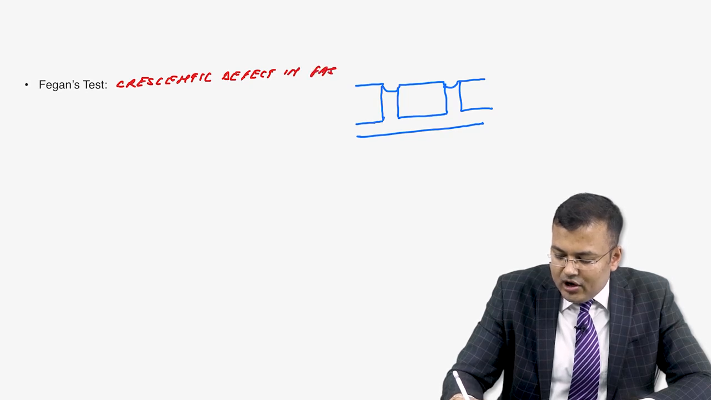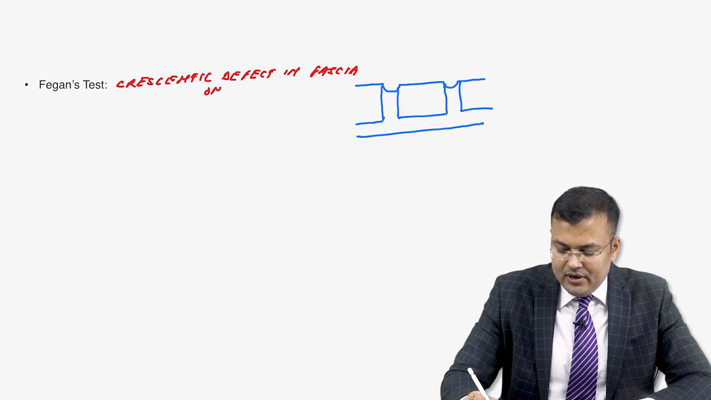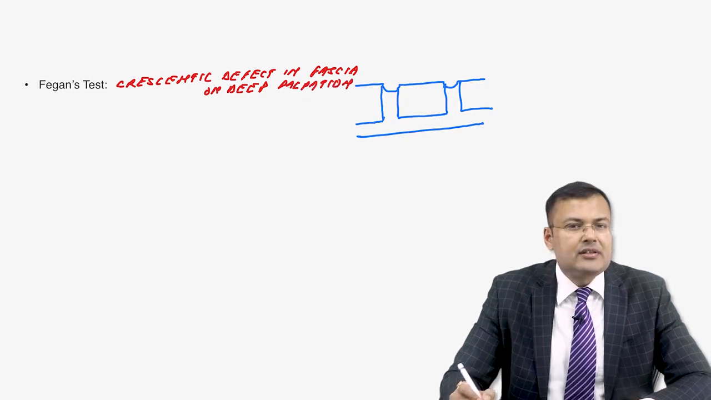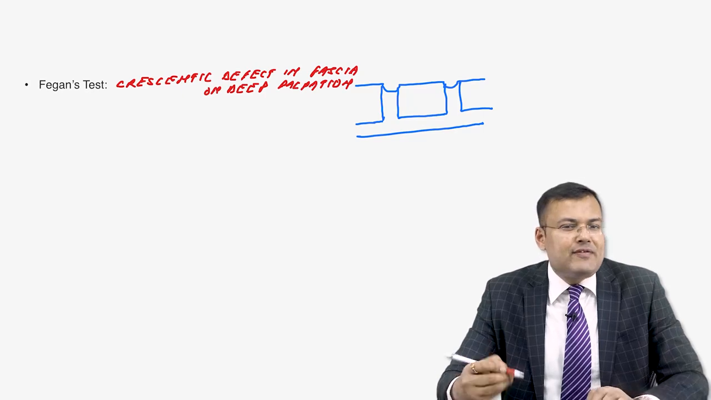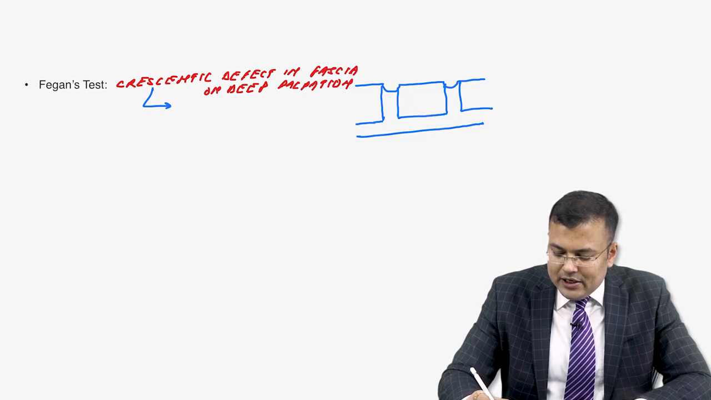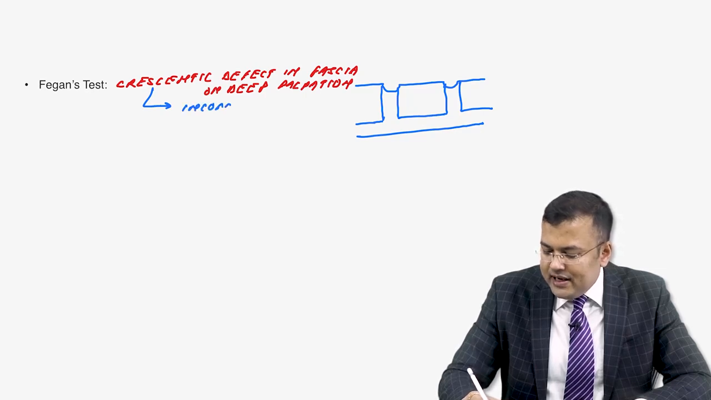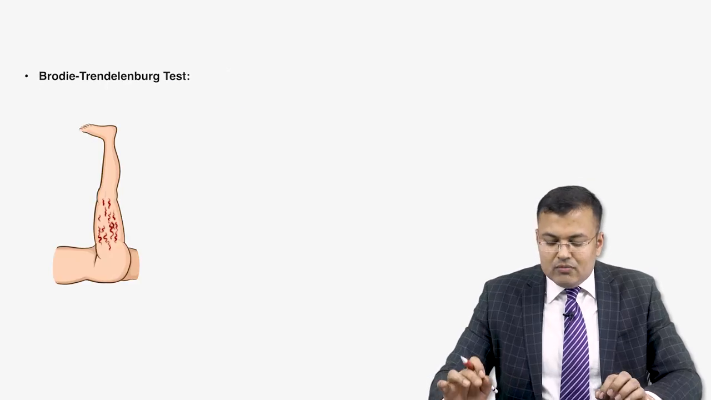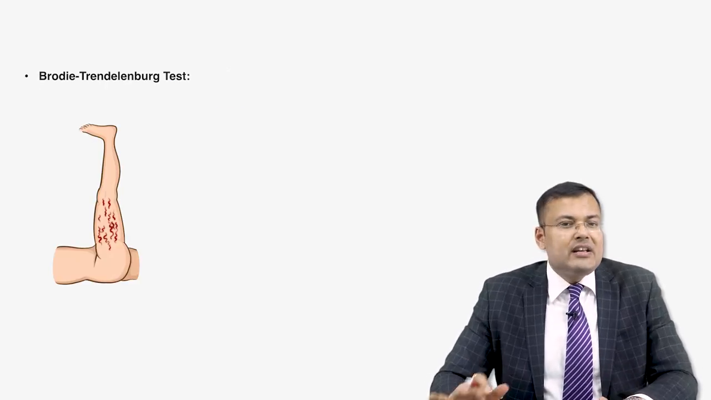Crescentic defect in fascia on deep palpation. Where exactly? At the site of incompetent perforators. At the site of incompetent perforators, there is a crescentic defect in fascia. That is Fagan's test. Most important is the Brodie-Trendelenburg test.